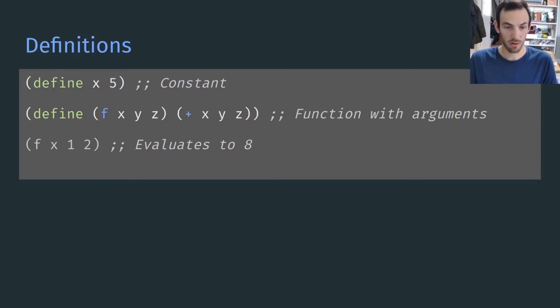And in the third line, the function call of f on the arguments x, 1 and 2 will evaluate to 8, because we're calling f, which has the body plus x, y, z, on the argument x, which is defined to be 5, and then the arguments 1 and 2.